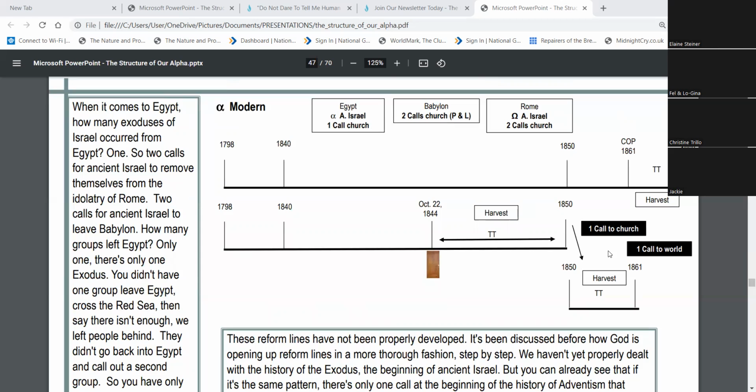When it comes to Egypt, how many exoduses of Israel occurred from Egypt? Just one. So two calls for ancient Israel to remove themselves from the idolatry of Rome. Two calls for ancient Israel to leave Babylon. How many groups left Egypt? Only one. There's only one Exodus.